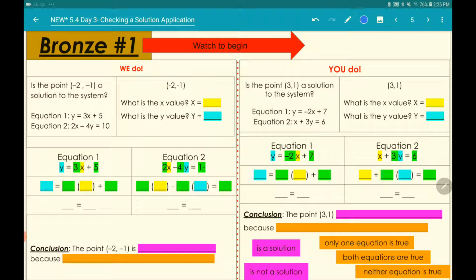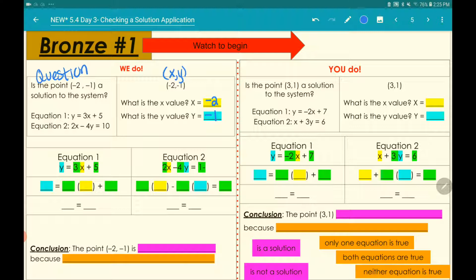So the question is: is the point -2, -1 a solution to the system? Before we begin to check, let's go over what the x value is. Remember, in a coordinate, it goes x comma y. So that means the x value is -2 and the y value is -1.